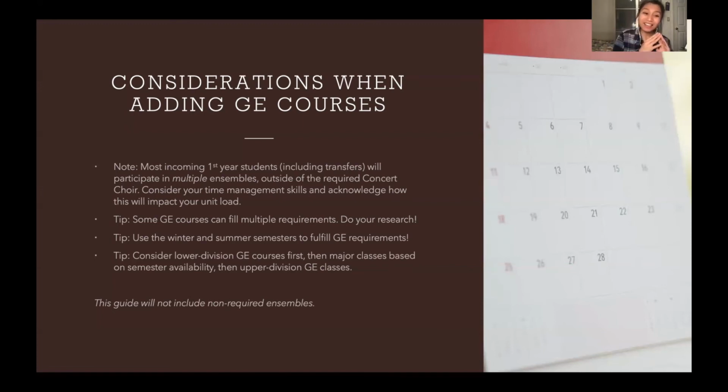Side note, this guide is not going to include non-required ensembles because we're assuming that you haven't filled any of your GE requirements before. This is the pick your own adventure thing, so find your priorities of when you want to do your GEs and when you want to be in these non-required ensembles, or if you would like to tag on a semester at the end so that you have enough time to do all the fun things. It's up to you. It's your adventure. So have fun with it.